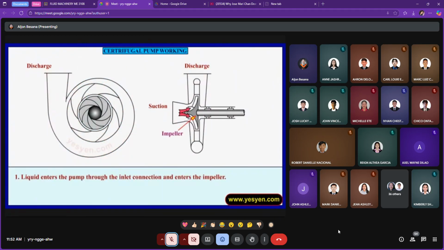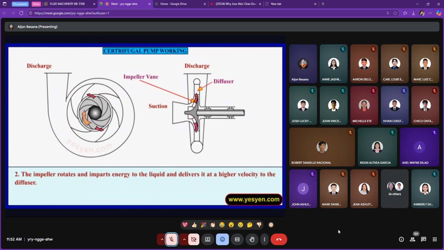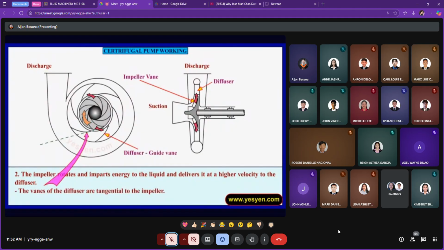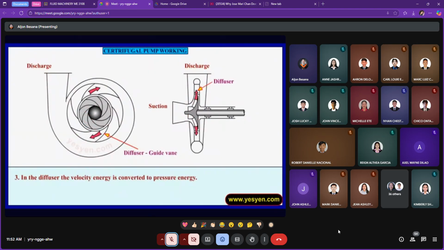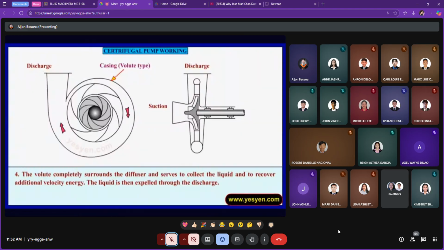Liquid enters the pump through the inlet connection and enters the impeller. The impeller rotates and imparts energy to the liquid and delivers it at a higher velocity to the diffuser. The vanes of the diffuser are tangential to the impeller. In the diffuser, the velocity energy is converted to pressure energy. The volute completely surrounds the diffuser and serves to collect the liquid and to recover additional velocity energy. The liquid is then expelled through the discharge.